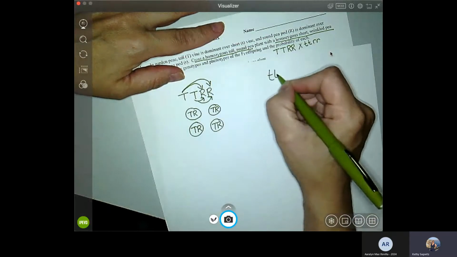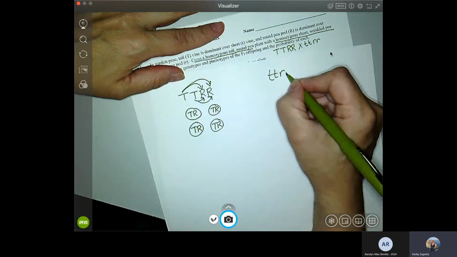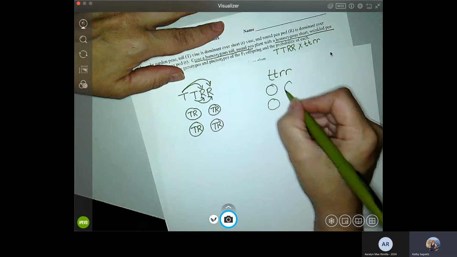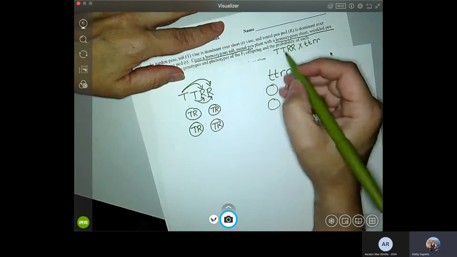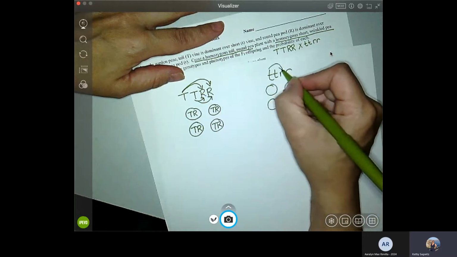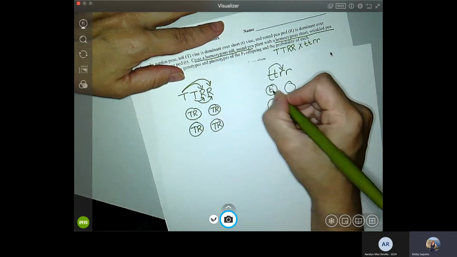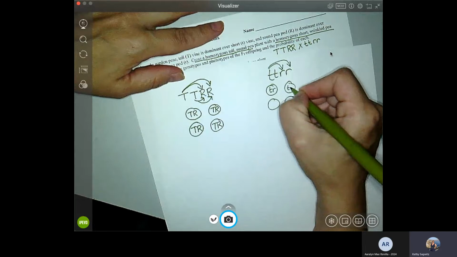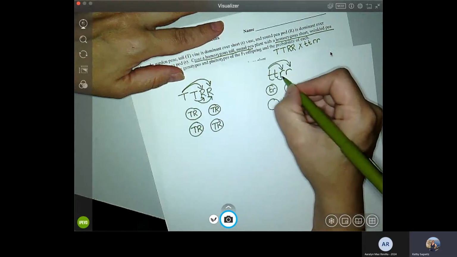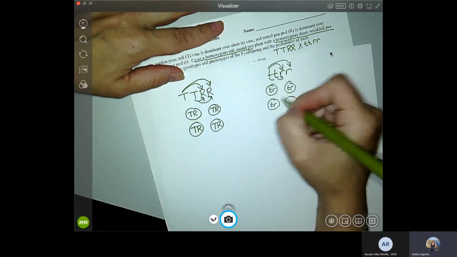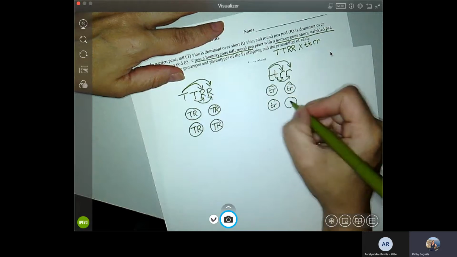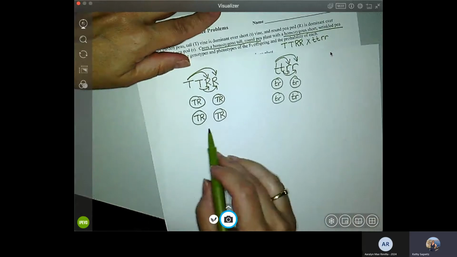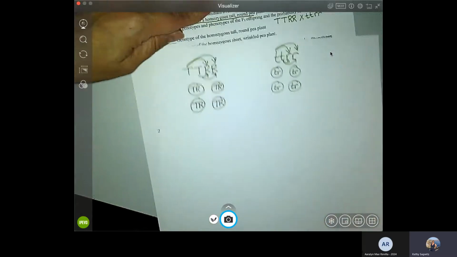For the other one, we have little t, and little r. There are also 4 combinations that this one could pass on in its cells. Little t, little r, little t with little r, little t with little r, and little t with little r. So these are our possible combinations, okay?